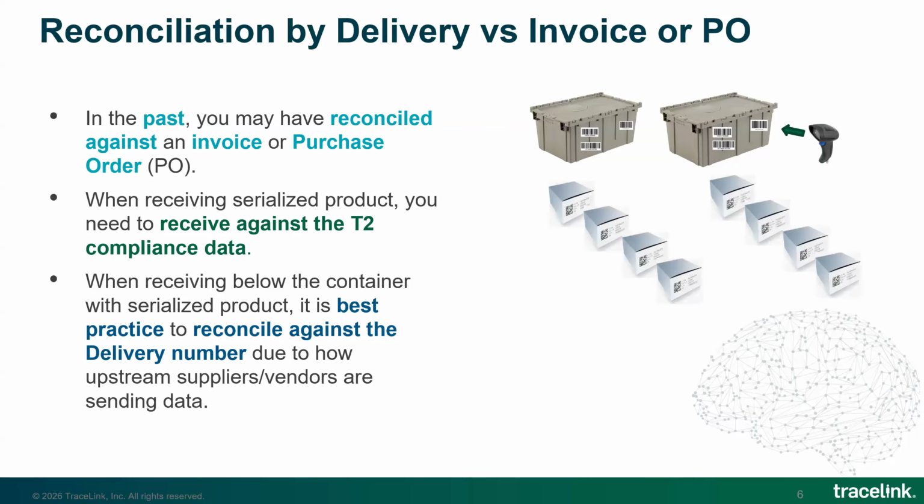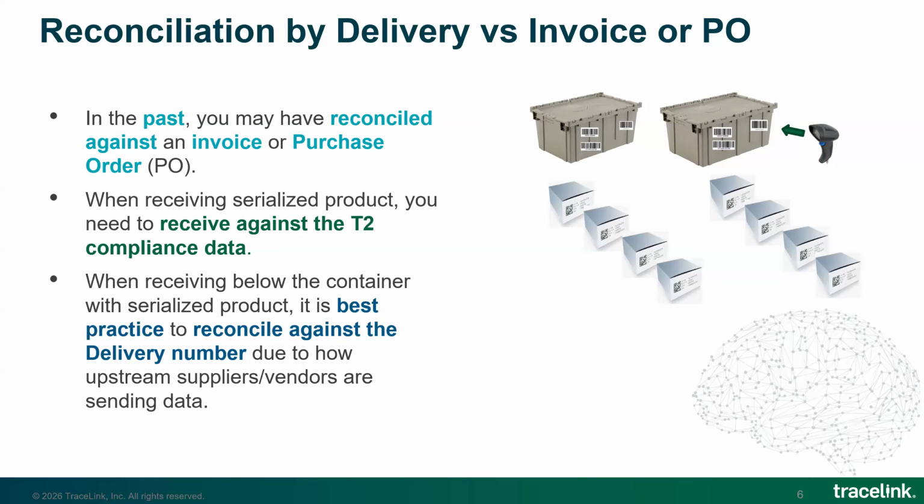And when we receive, we're receiving against the T2 compliance data. What's happening is the way that the upstream suppliers and vendors are sending the data is that they're aggregating a lot of data onto a particular delivery or T2. This can cause some challenges with receiving. So we're going to talk a little bit about reconciling against the delivery number, which will help prevent issues that occur when receiving.